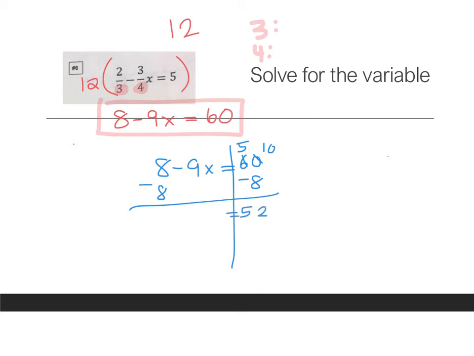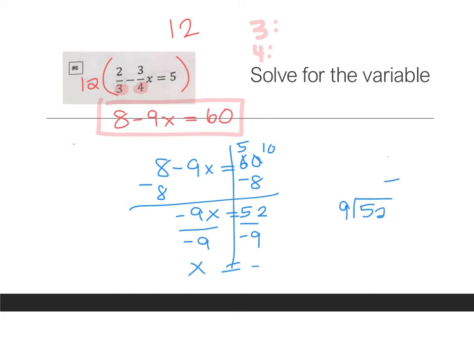52, and then minus 9x. Divide by -9, divide by -9, and I'm left with x equals, I'm going to get a mixed number here, so I need to see, I know my answer is going to be negative because the 52 is positive and the 9 is negative. I'm going to see how many times 9 goes into 52.